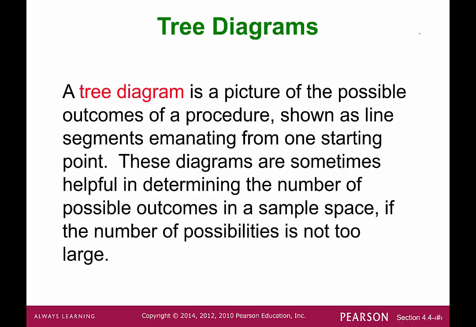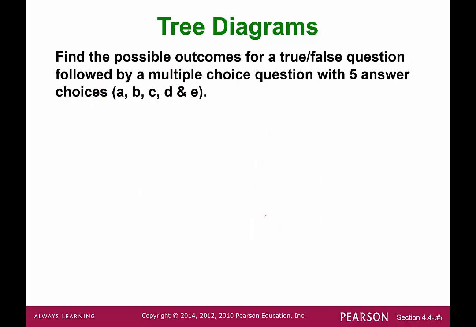The tree diagram is a picture of possible outcomes of a procedure, and we use it to determine all possible outcomes of the sample space. Now let's take a look at this using the tree diagram. Find the possible outcomes for a true-false question followed by a multiple choice question with 5 answer choices.